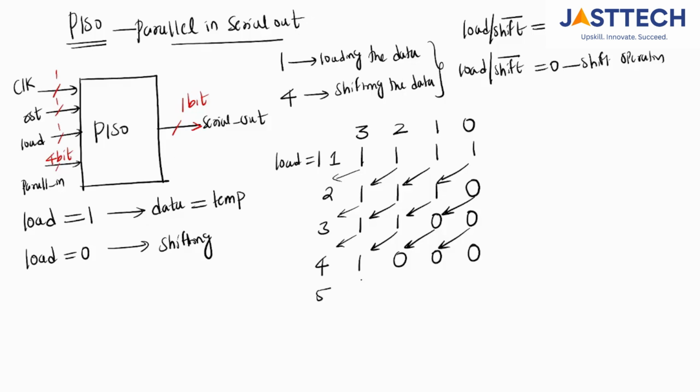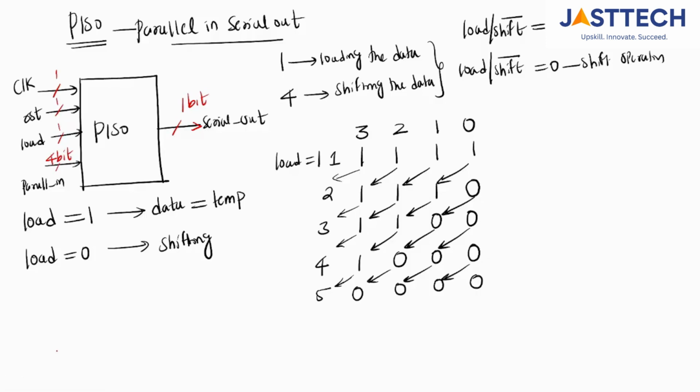At the fifth clock pulse, total whatever the data is there, that data is available at this one. So 1 bit will be available, and this 0 will be shifted, and this 0 will be shifted, and this 0 will be shifted, and whatever the vacant position is there will be loaded with a 0. So here you need to develop a logic.